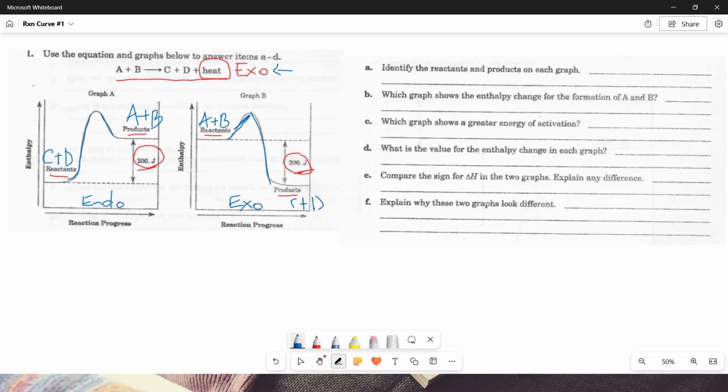Okay, so question B says, which graph shows the enthalpy change for the formation of A plus B? So where are we forming A plus B? Well, that would be graph A. In graph A, the A plus B are considered the products.